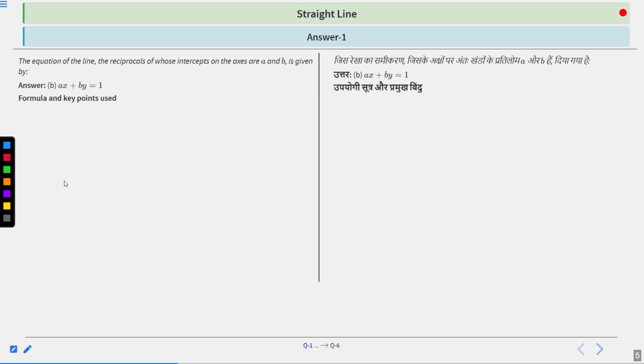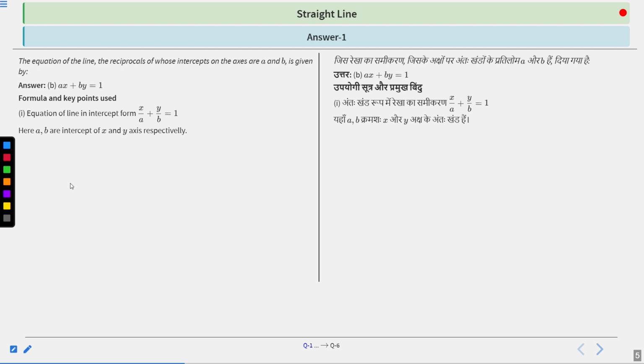Formula and key points we will use in this question: first, the equation of line in intercept form is x by A plus y by B is equal to 1, right? Here A, B are the intercepts on the x and y axis respectively. Got it? Next, let's see the solution.